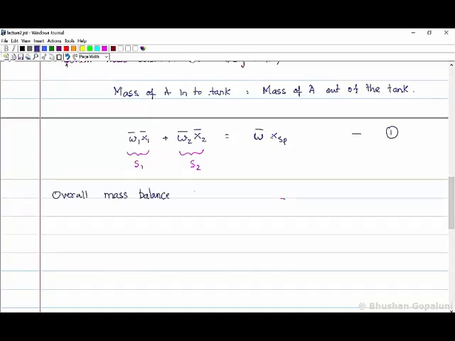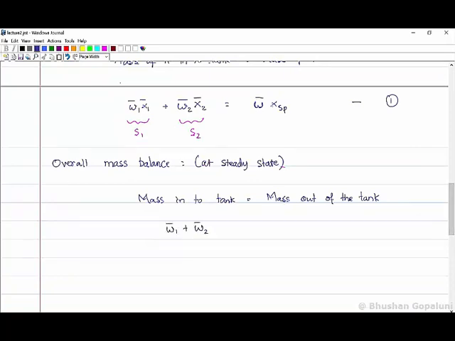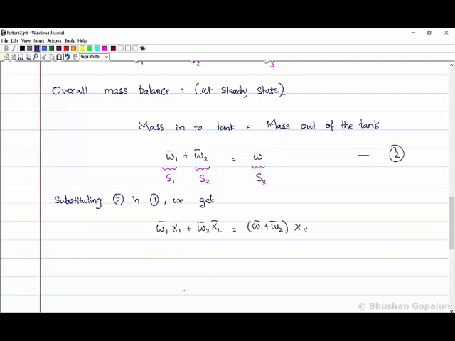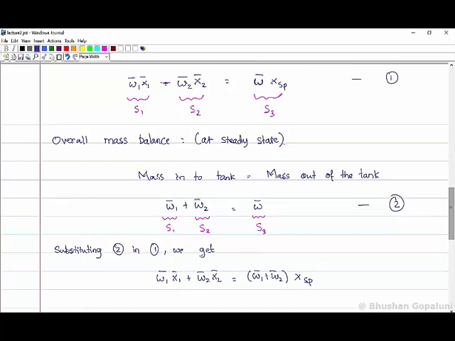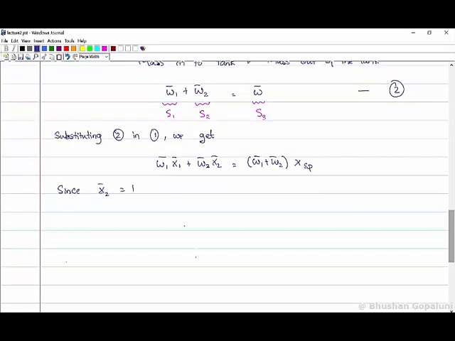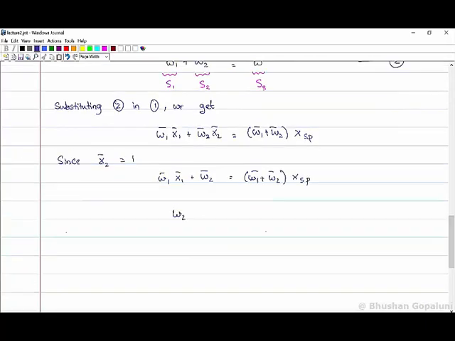Now let's write the second equation, which is the overall mass balance equation, also at steady state. Mass of liquid into the tank must be equal to mass of liquid out of the tank, which means W1 bar plus W2 bar is equal to W bar. Let's call this equation 2. Now substituting equation 2 in equation 1, we get the following simpler equation. Now since X2, which is the concentration of pure A, is equal to 1, we can simplify this equation further by replacing X2 bar equal to 1.